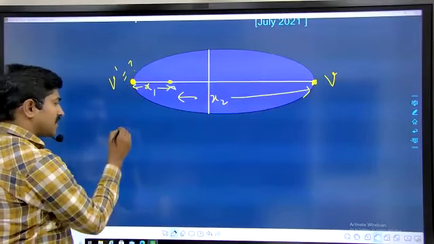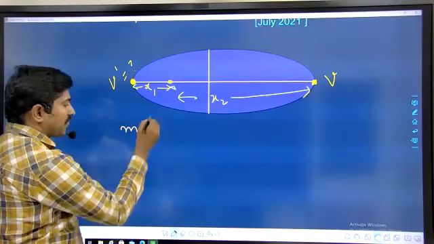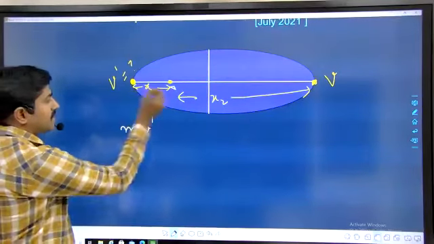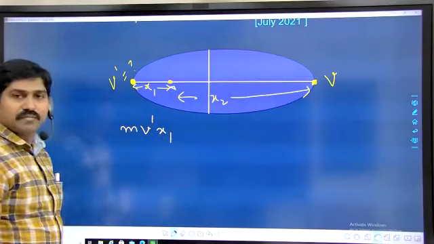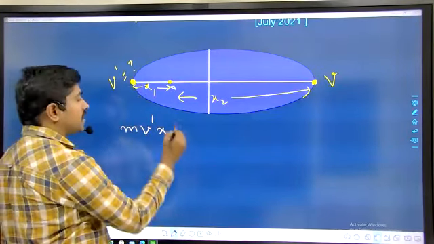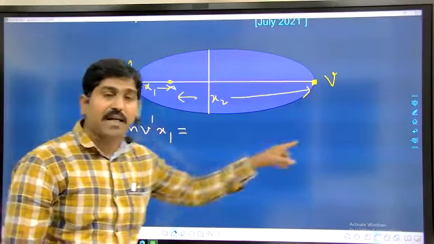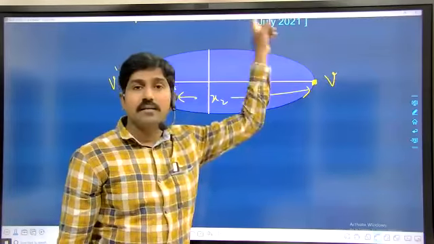Let me consider the mass of the planet is m, the velocity of this planet which you have to find out is v dash, and the distance is x1. So m v dash x1 is the angular momentum of this planet at this particular point, and that is equal to the angular momentum at any other position of the path also.